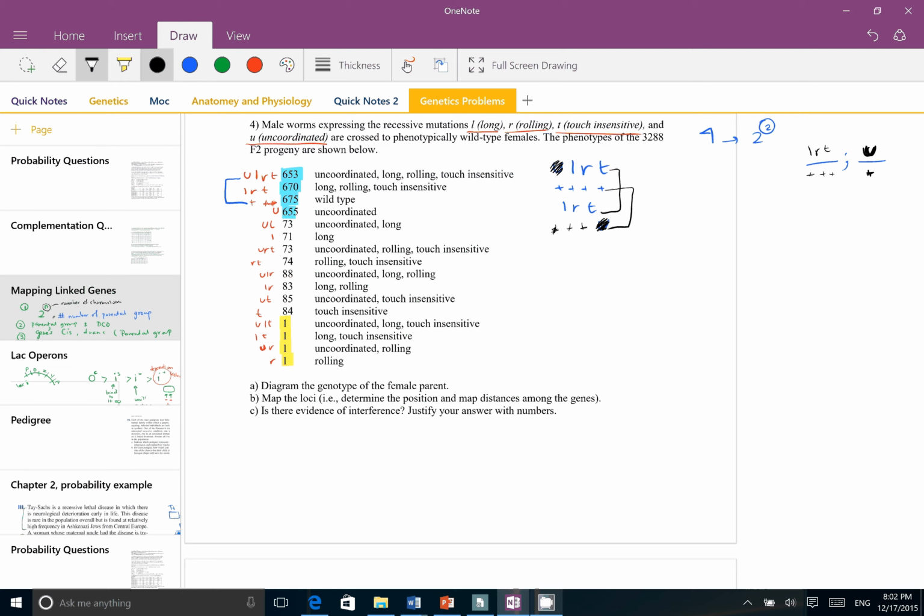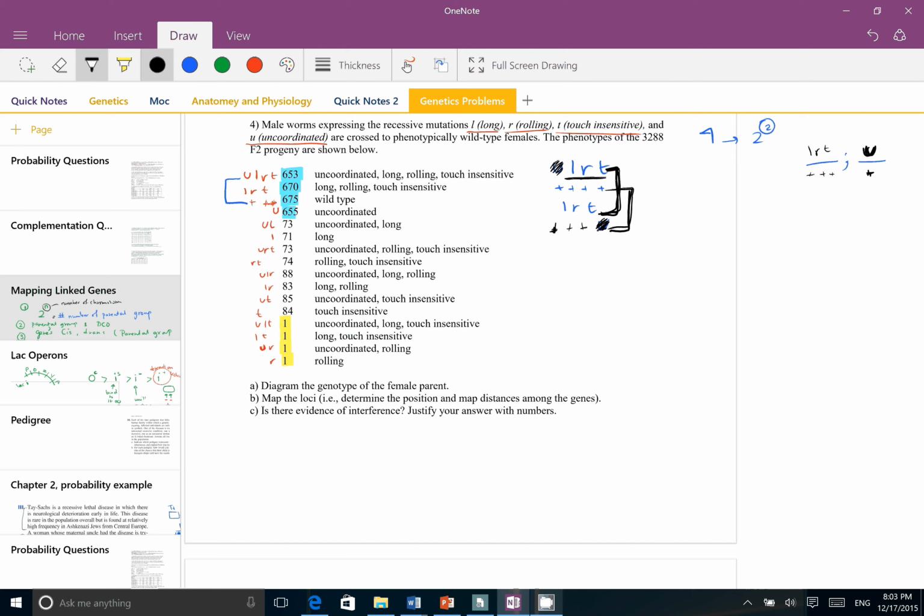Okay, still I don't know which ones are in cis, which one is in trans. Oh, actually, since I deleted U, and this is my parental group, from this parental group, because it's the same, and here everything's wild type, I know that L, R, T are all cis to each other. See, they're all cis to each other. So I know it's this over this. What I don't know is the order.